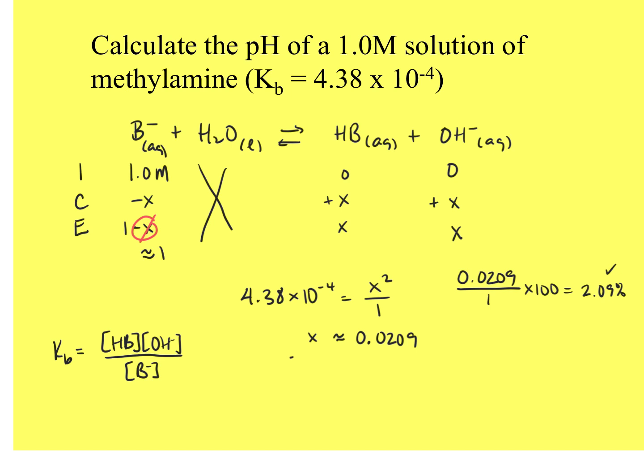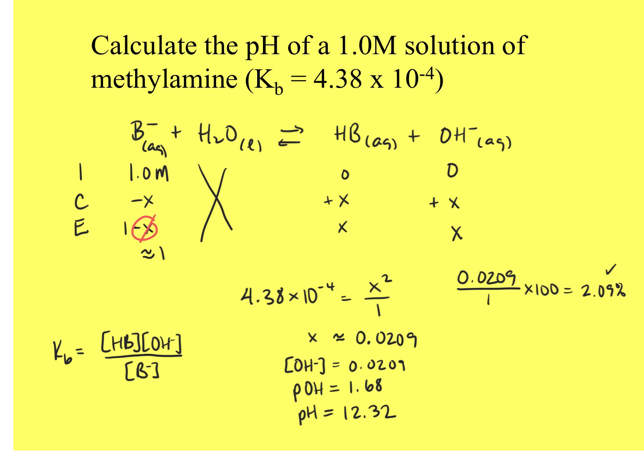That X is the same thing as the OH minus concentration, and we can use that to find the pOH by taking the negative log of that number. The negative log of 0.0209 gives you 1.68. For the pH, we subtract that from 14 to get 12.32.